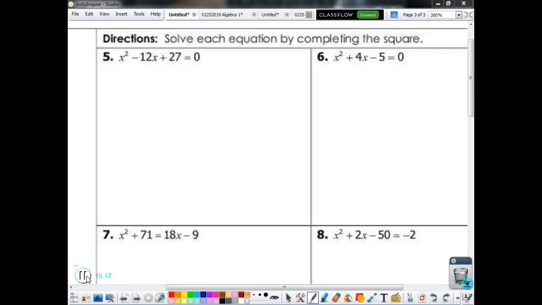Okay, so number 5, what do I got to do first? So I got to move the 27. So plus 27, so I have to subtract 27 from both sides. So my equation now becomes x squared minus 12x equals negative 27. Alright, so then what's my next step?